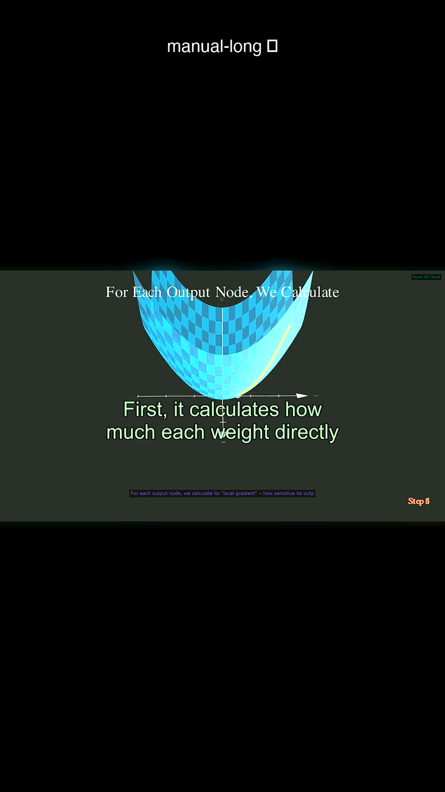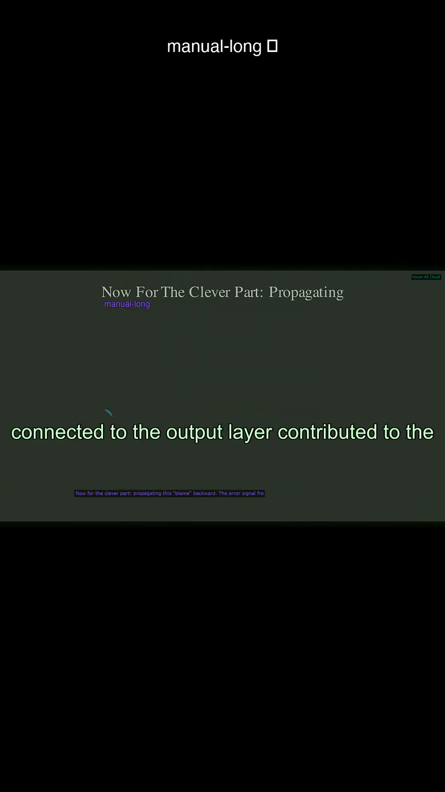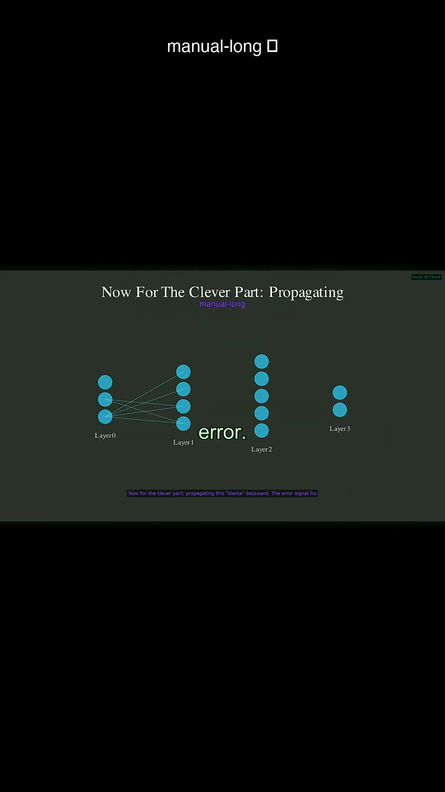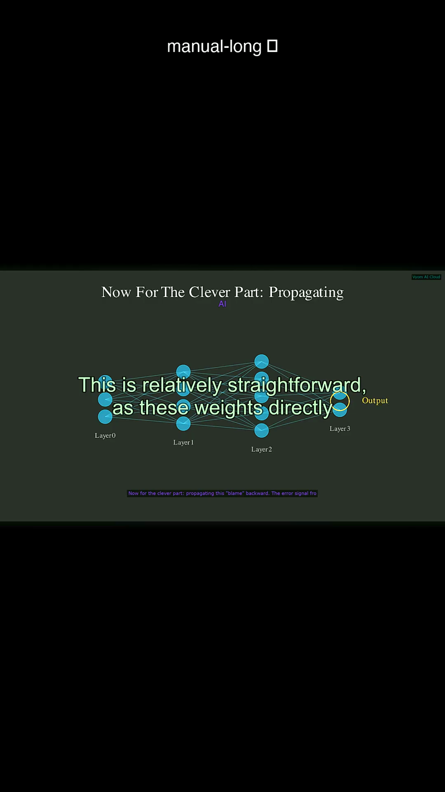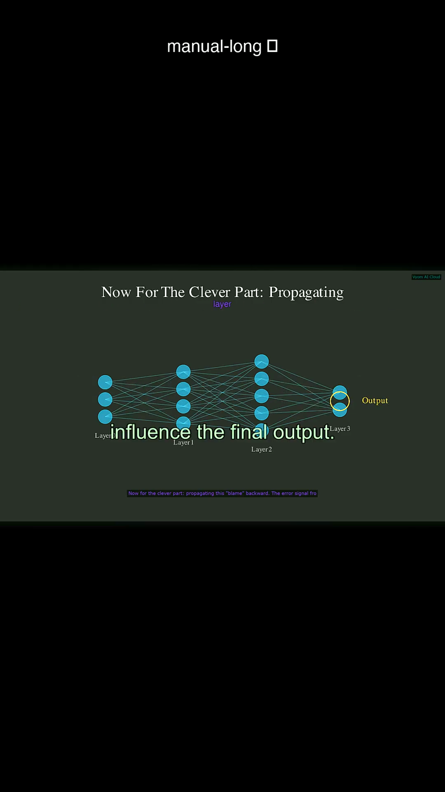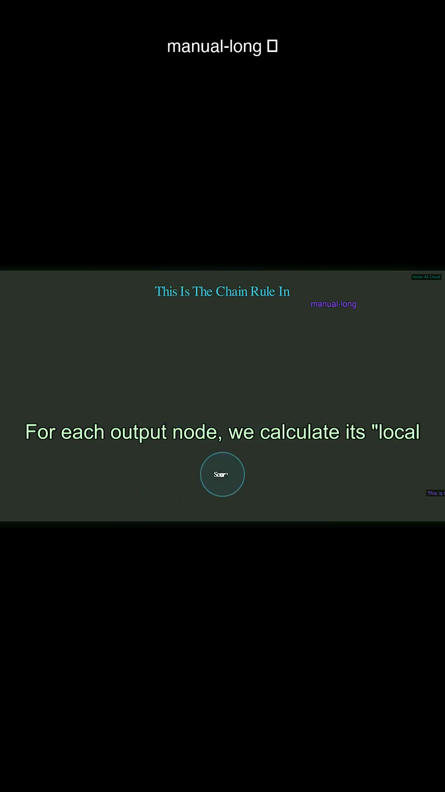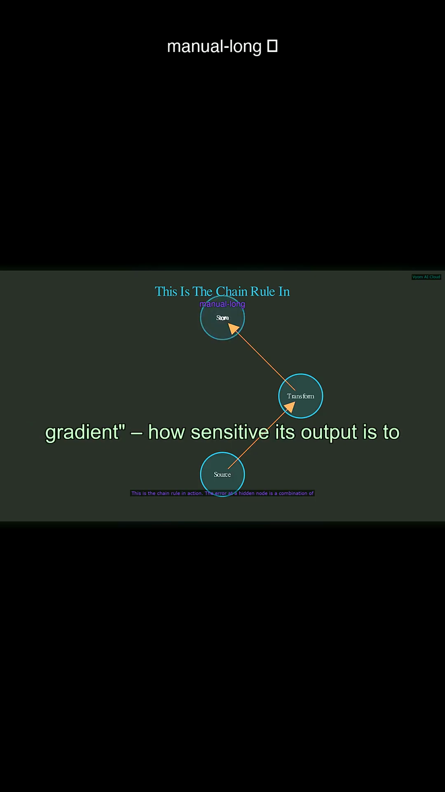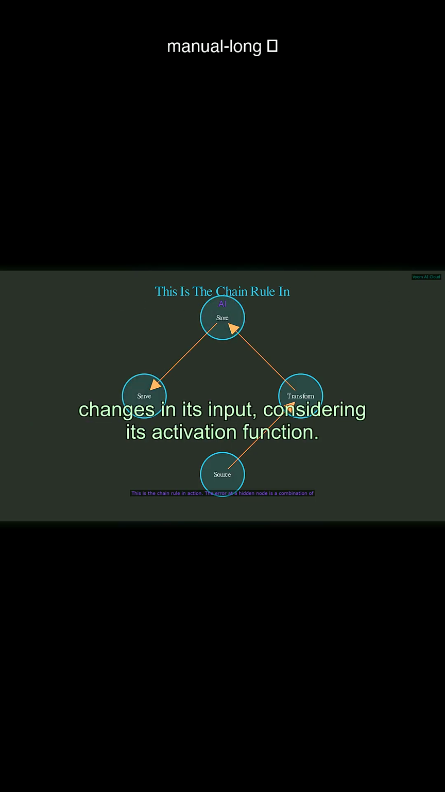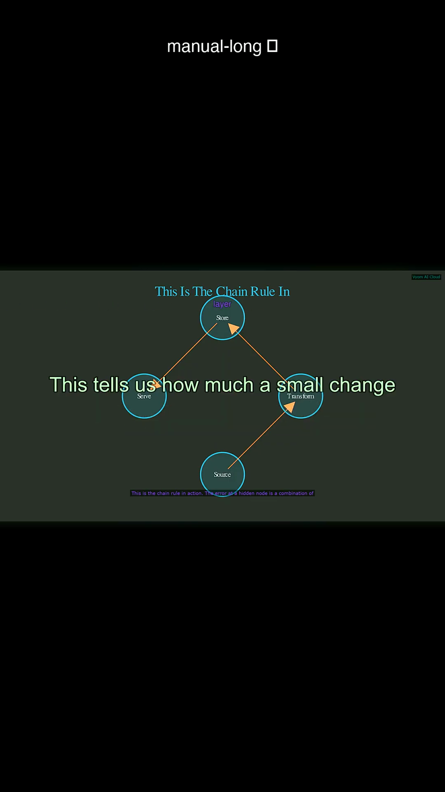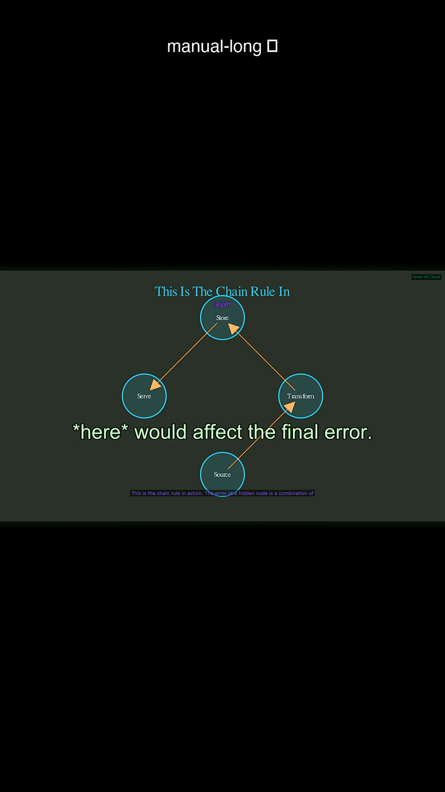First, it calculates how much each weight directly connected to the output layer contributed to the error. This is relatively straightforward, as these weights directly influence the final output. For each output node, we calculate its local gradient, how sensitive its output is to changes in its input, considering its activation function. This tells us how much a small change here would affect the final error.